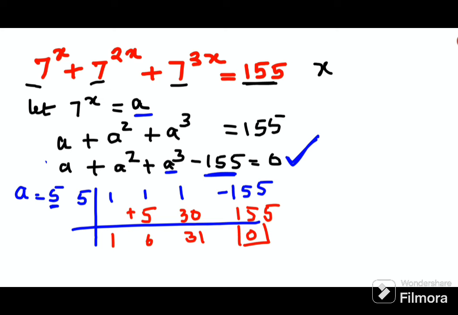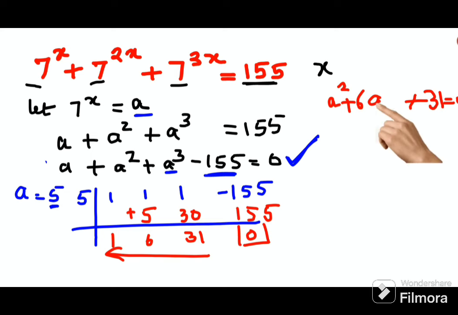Now your entire job doesn't get over here, because this you still need to figure out. Okay, so here this can be written in the form of again a polynomial, and we'll write this as a square. See, you will go from right to left. Okay, so 31 will be written as it is, and 6 will come with a, 6a, and a square will be written as it is, because the coefficient over a square is just 1.